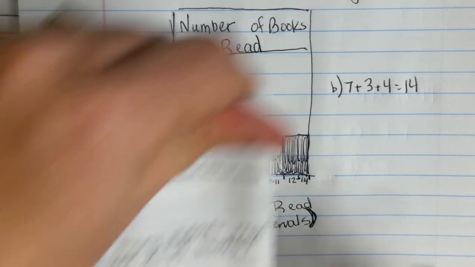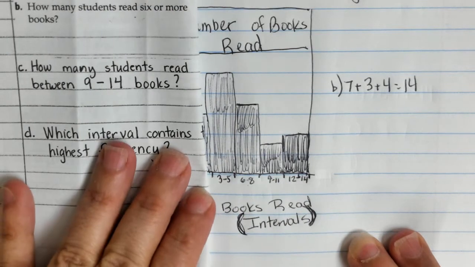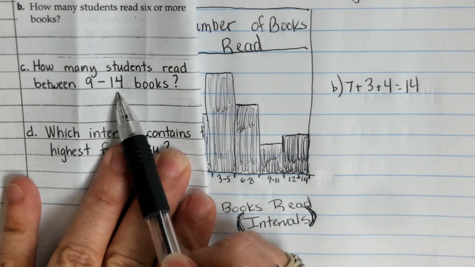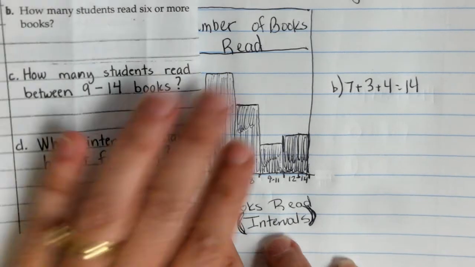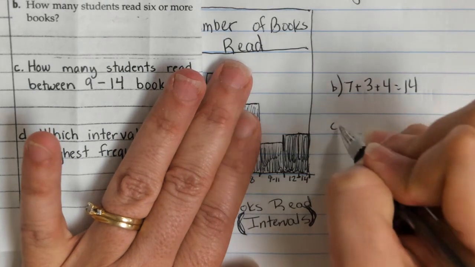And I'm just getting these questions off of here, guys. Okay, letter C says, how many students read between 9 and 14 books? 9 and 14. So, just 9 to 14 is 7.